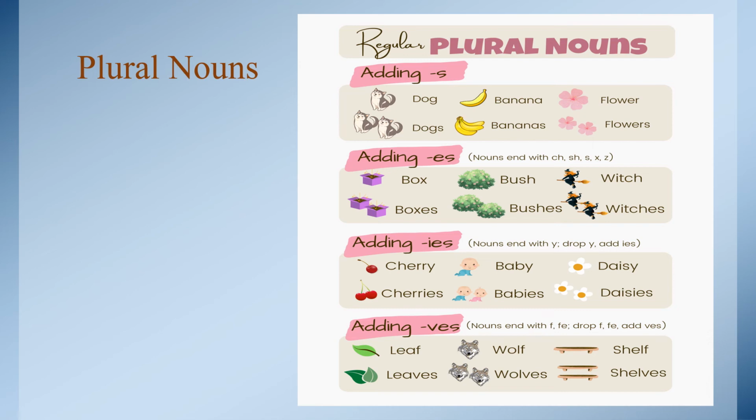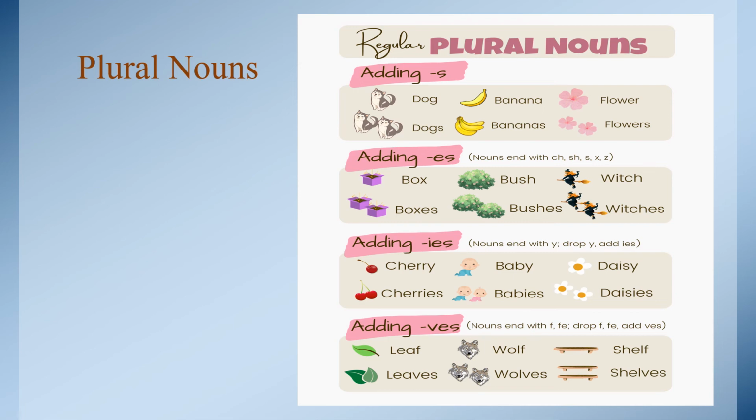Witch becomes witches. The next set adds an IES and drops a Y. Cherry, the plural is cherries. Baby, the plural babies. Daisy, the plural daisies. So again, they drop the Y and add the IES. Baby, B-A-B-Y, becomes B-A-B-I-E-S, for example.